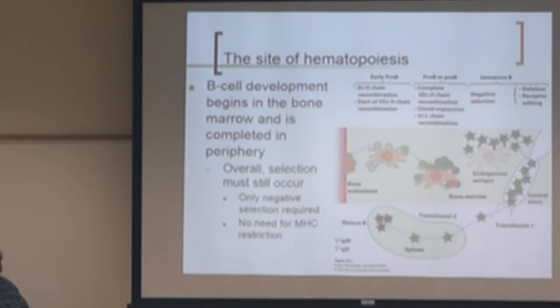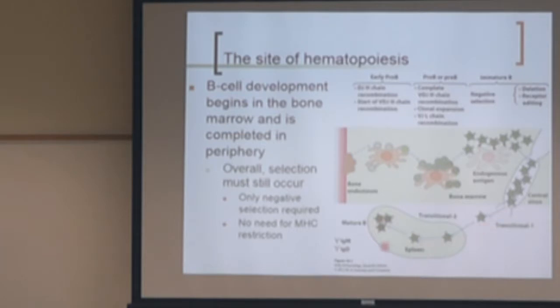B cell development, even though it's not as complex as T cell development, you need to know what the stages of B cell development are and where they happen. They obviously happen in the bone marrow. And what is the role of, for example, the endogenous cells in the bone marrow? So basically, first you need to know that these cells develop in the bone marrow and then they mature.